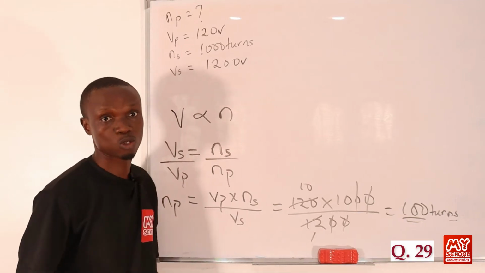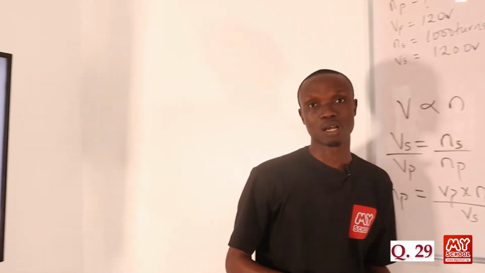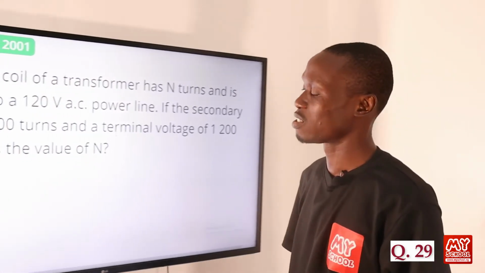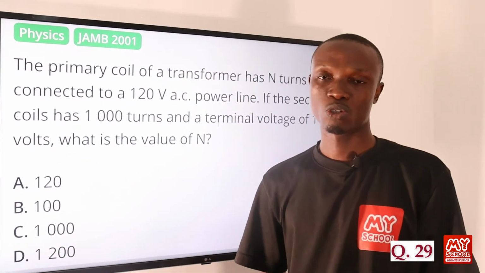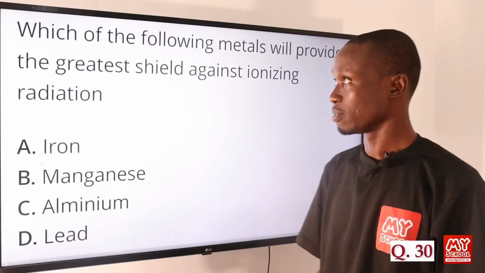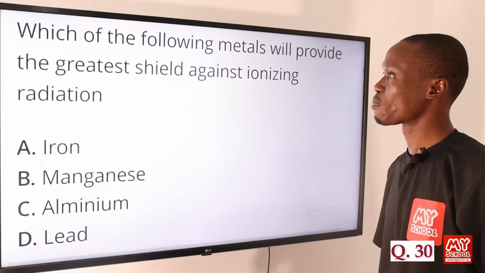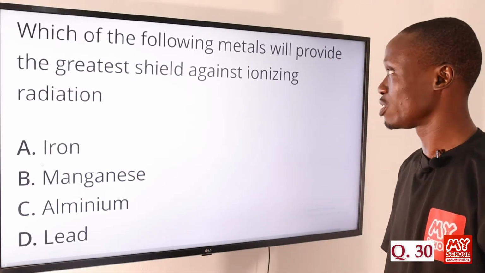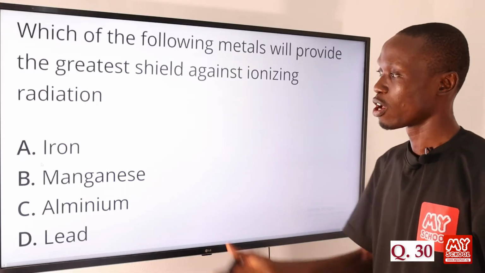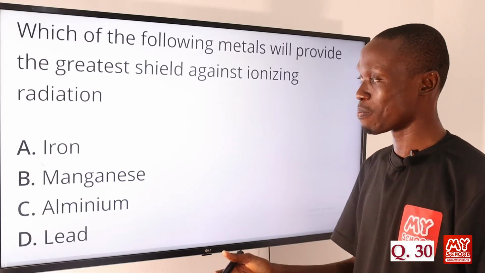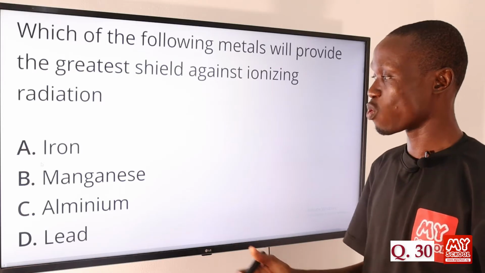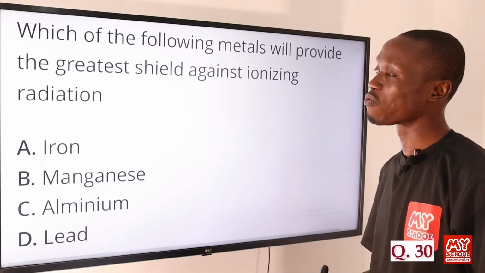So let's return to the screen to pick the correct answer to this question, and that is option B, 100 turns. Question 30. Which of the following metals will provide the greatest shield against ionizing radiation? Option A, we have iron. Option B, manganese. C, aluminium. And D, lead.